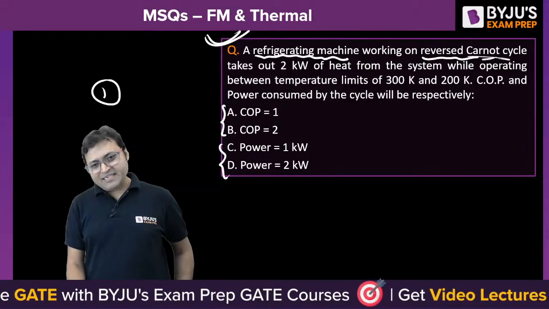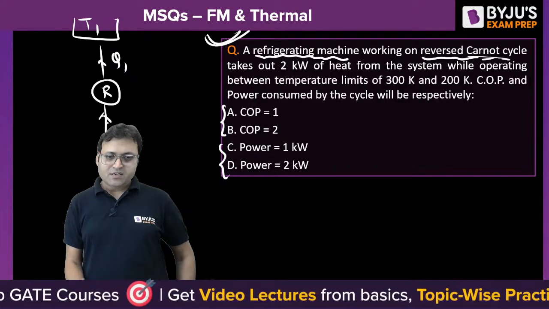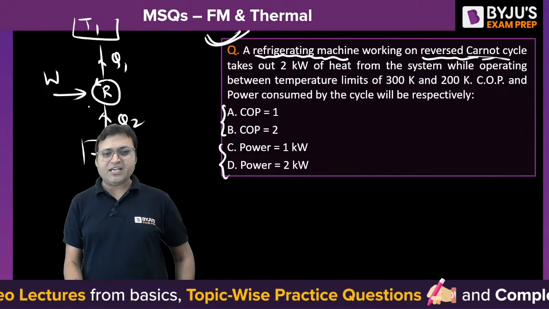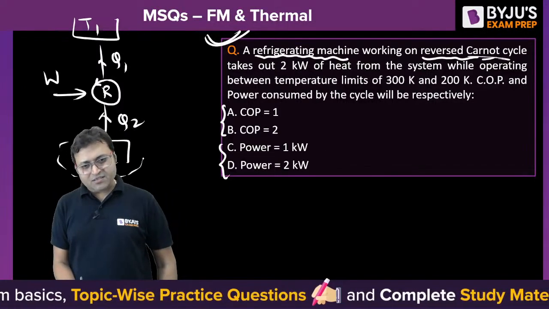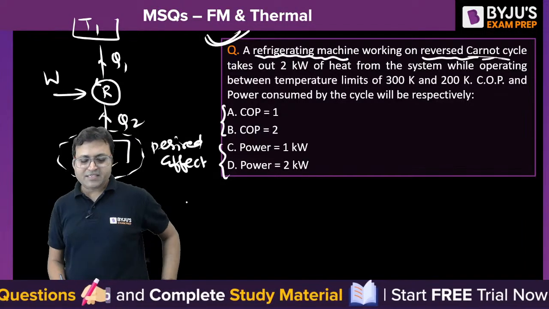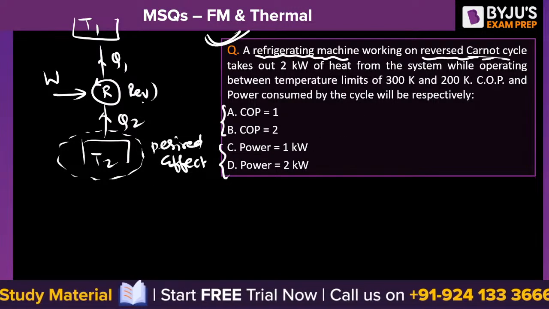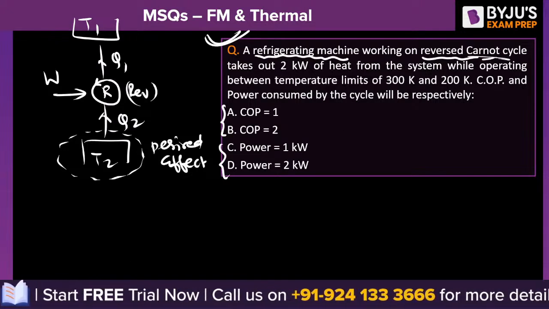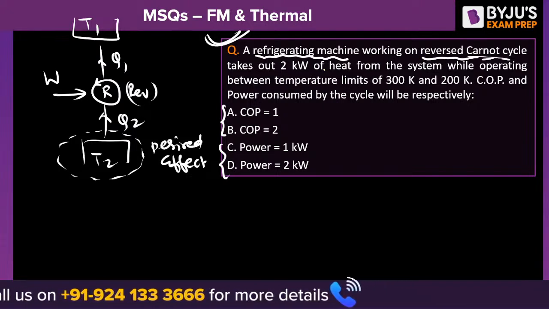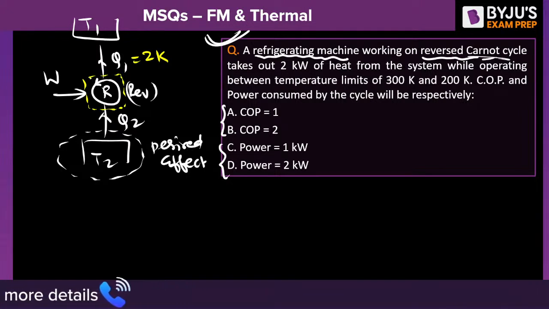So this is the refrigerator, this is the sink temperature, Q1, this is the source temperature T2, that is Q2, and it consumes work. It is an anti-clockwise cycle. So this will be the desired effect, and it is reversible also. The question says a refrigerating machine working on reverse Carnot takes out 2 kilowatt of heat from the system. This is our system.